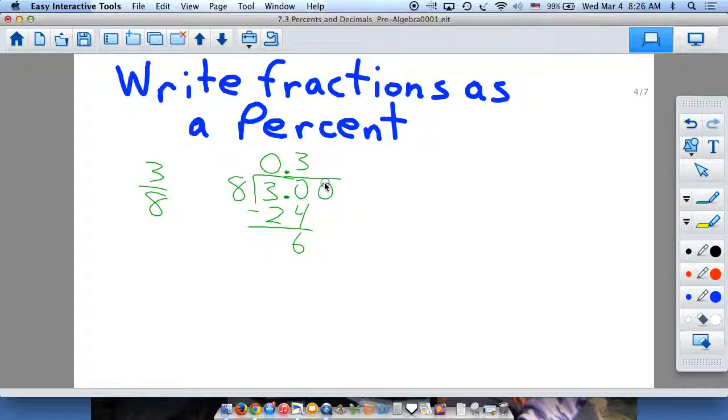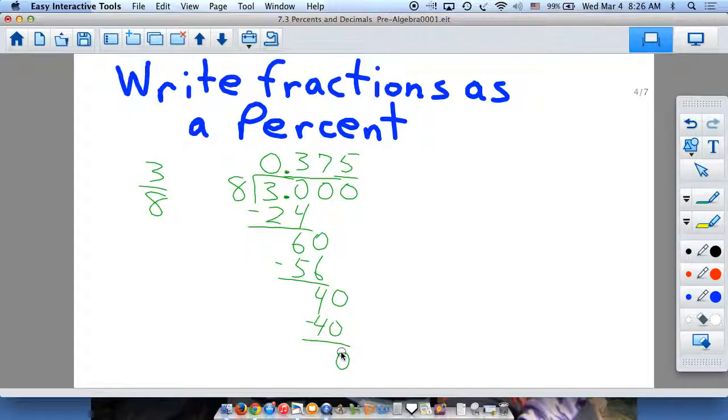Subtract, 3 is 6, add a 0. 8 goes into 60 7 times, at 56. Subtract, 3 gives 4. See, our division continues. And 8 goes into 40 5 times. And our division finally terminates.